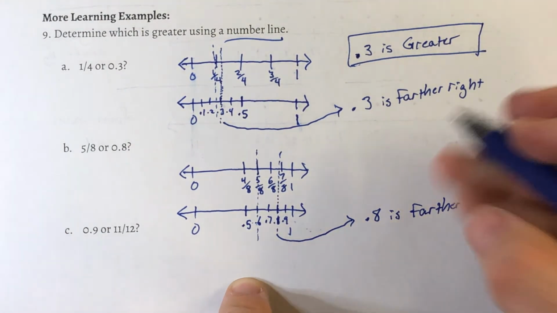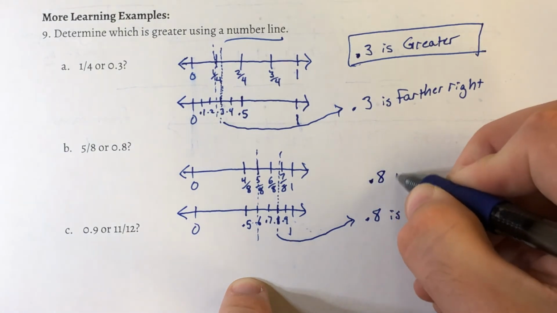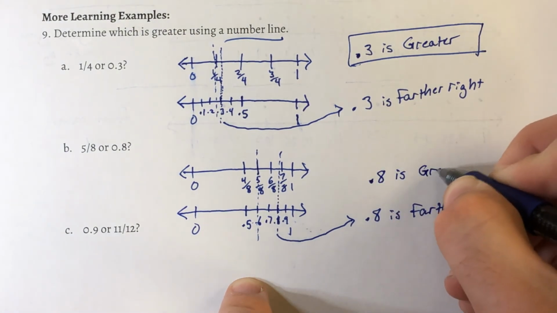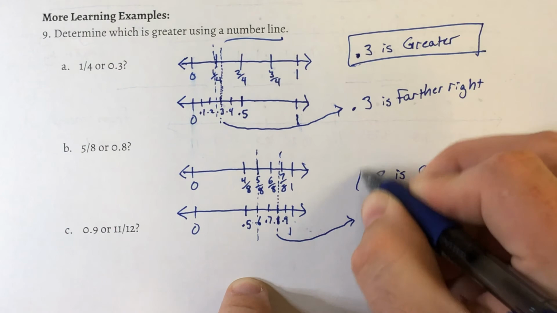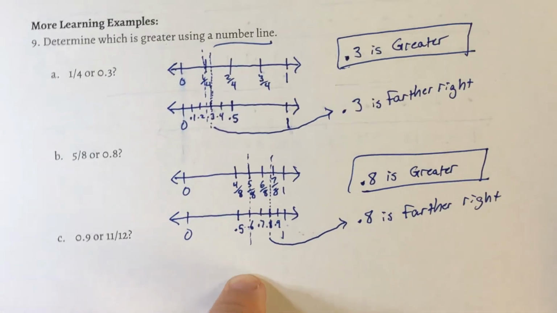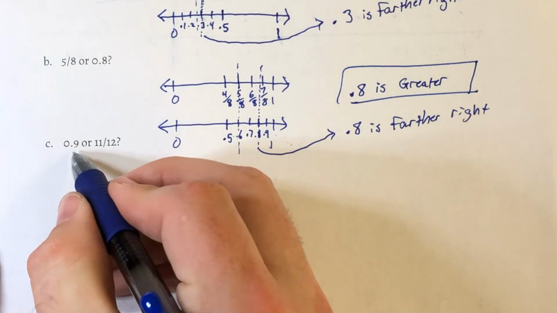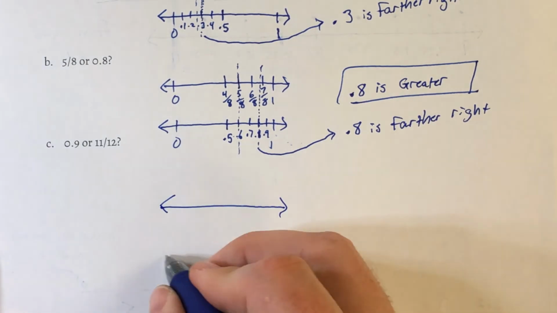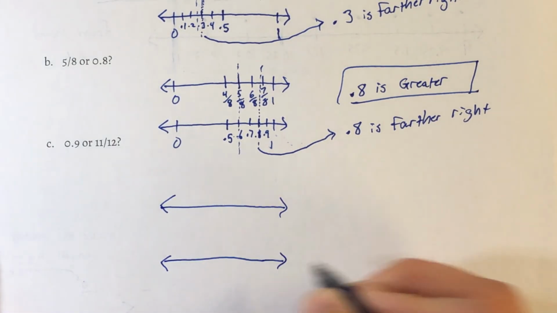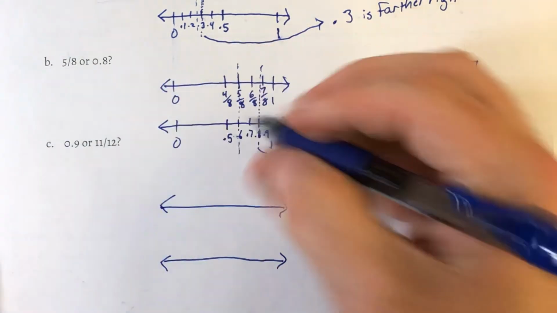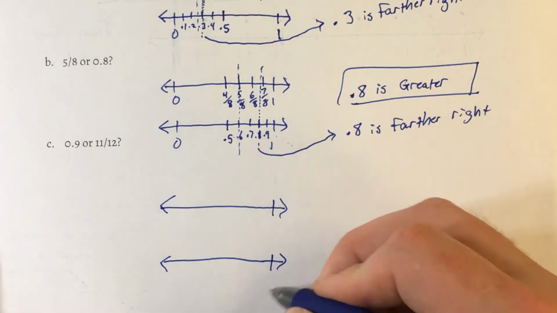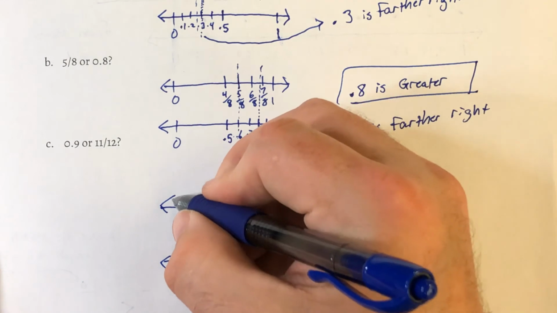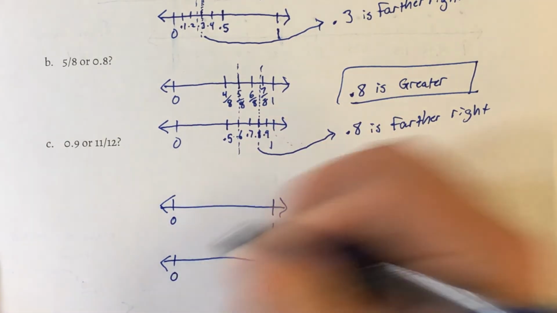So what does this mean? This means 8/10 is greater. All right, last example. We have 9/10 and 11/12. So two number lines, same length. Our fractions and decimals are both smaller than 1, both greater than 0.